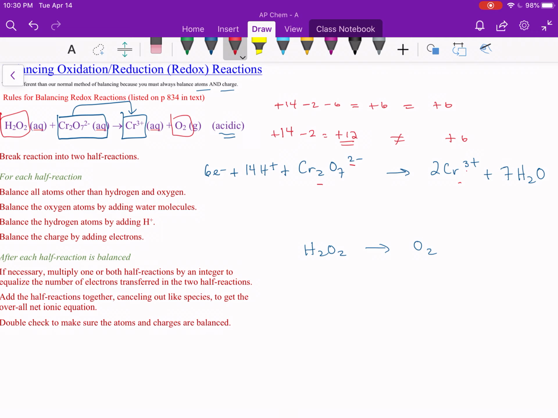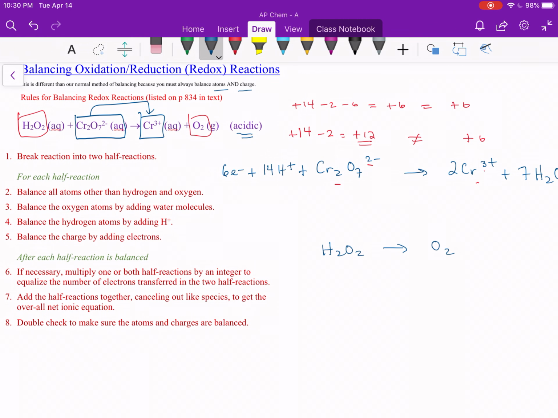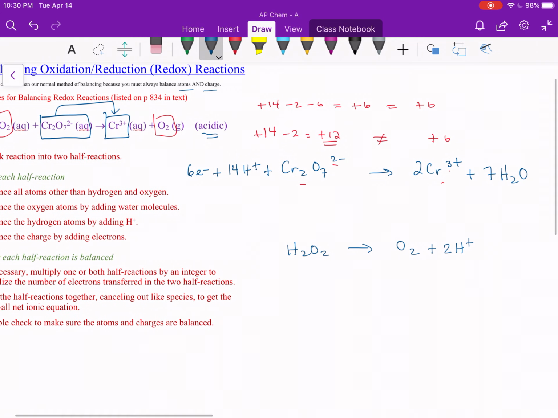Hopefully that makes sense. Now, down here again, we don't have any atoms other than hydrogen and oxygen. Our oxygens are balanced, so now we're going to balance our H pluses by adding 2 H pluses. And now we have to balance our charge. Charge-wise, over here we have 0. Over here we have a plus 2. And so hopefully it makes sense that we're going to have to add 2 electrons to this side, right? So now we would get a minus 2 here. Now we look, okay? And so now we have balanced our half reactions.